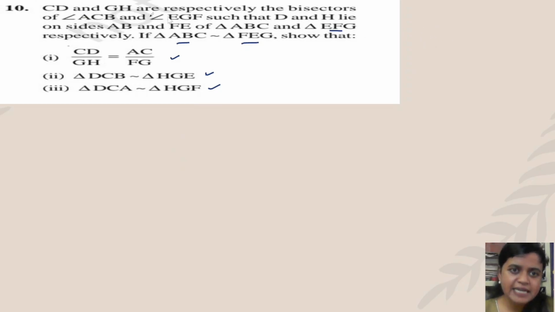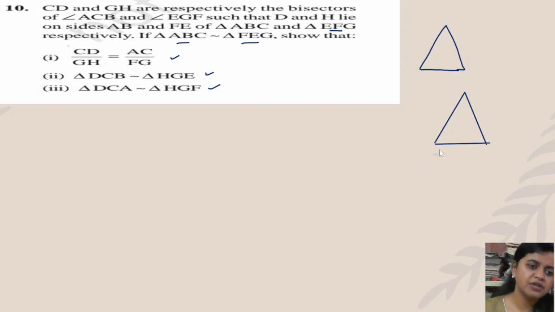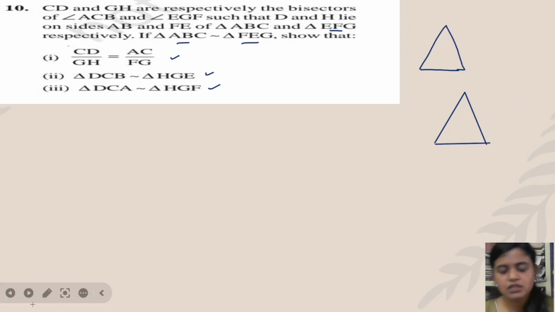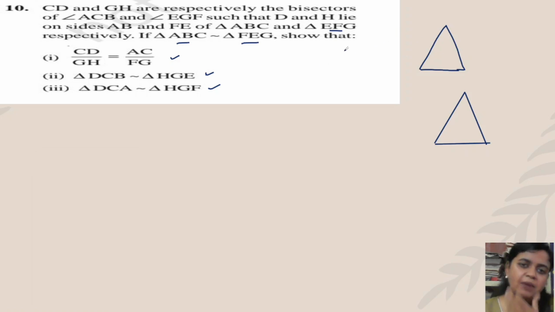So CD and GH are respectively the bisectors of angle ACB and the other triangle. So first we have to draw the triangle, then another triangle. So this is another triangle, already drawn. So ABC, how can we name this triangle? There is a trick.